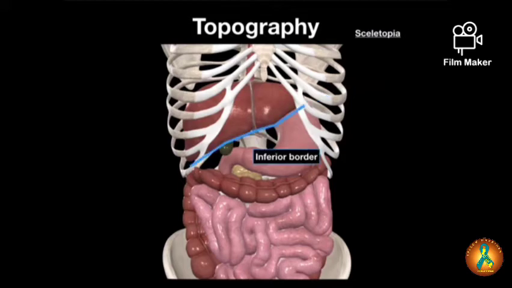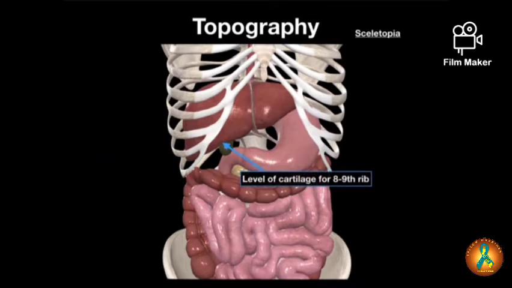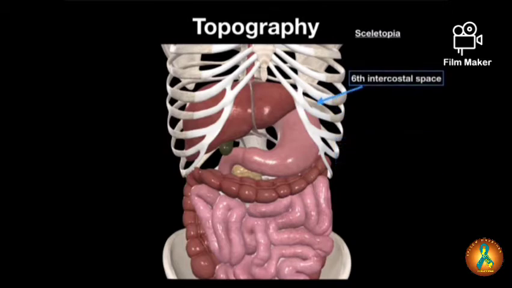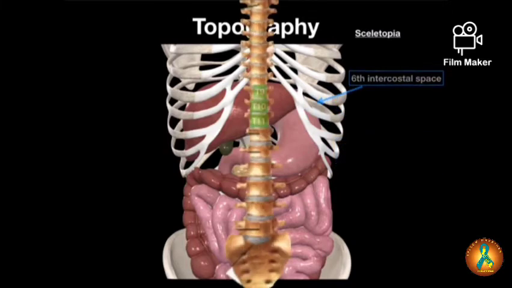And then the inferior border is here, and also starts at the 10th rib at the right side and goes up to the level of the 8th and 9th rib, and then extends up to where the cartilage of the 9th rib meets the cartilage of the 9th rib. And then it ends at the 6th intercostal space. So as you see, it lies inside the rib cage. And then posteriorly, you'll find it between the 9th thoracic vertebrae to the 11th thoracic vertebrae. So that is the skeletopia of the liver.